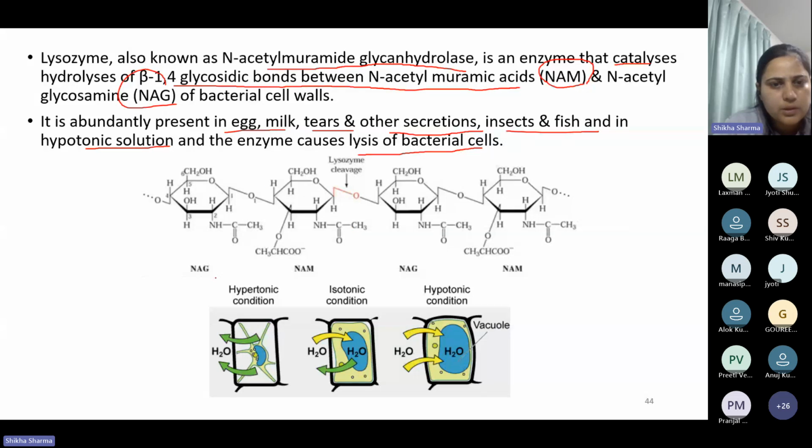So this is NAG, NAM. They are connected like this. Here is the site where lysozyme cleavage happens. This bond is going to be cleaved. And here it is written that these are found in hypotonic solutions.